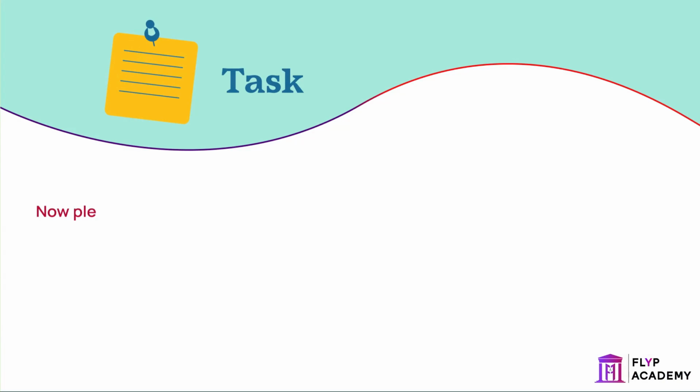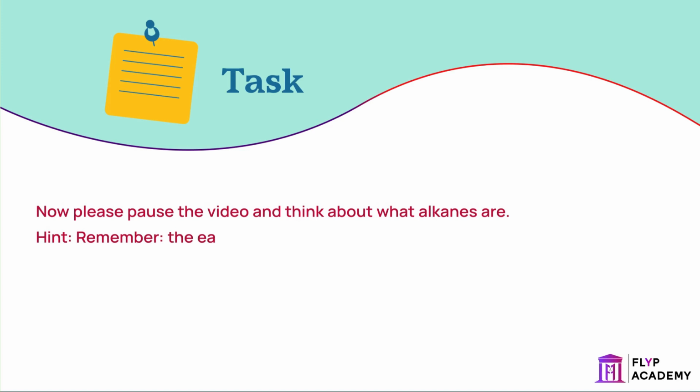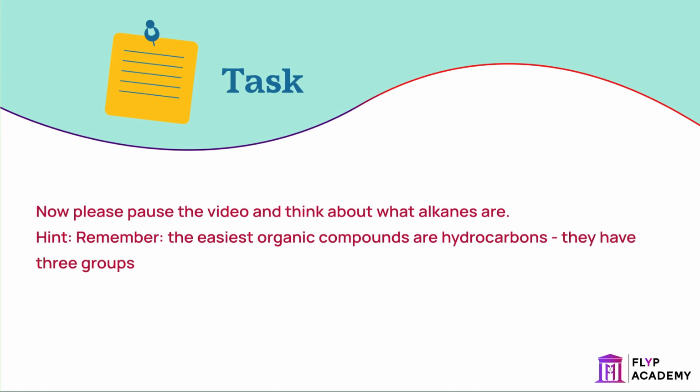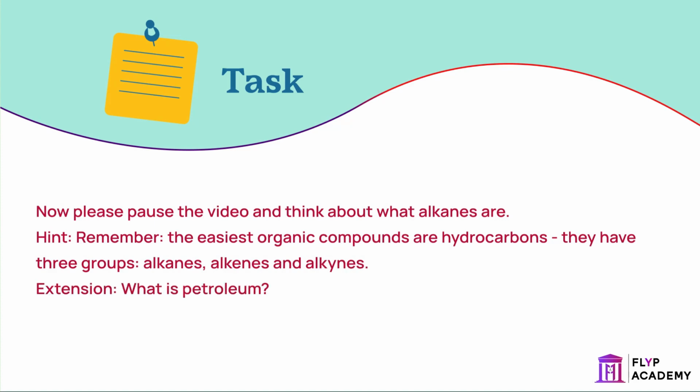Task. Now please pause the video and think about what alkanes are. Hint: remember, the easiest organic compounds are hydrocarbons. They have 3 groups: alkanes, alkenes and alkynes. Extension. What is petroleum?